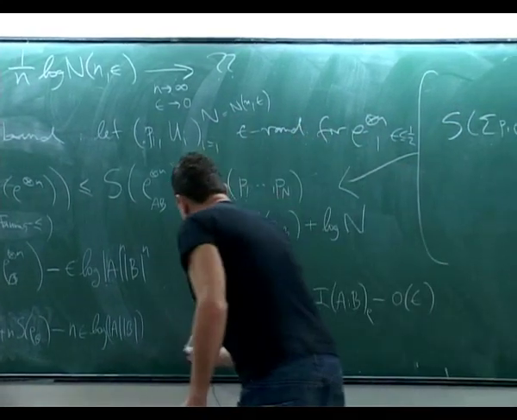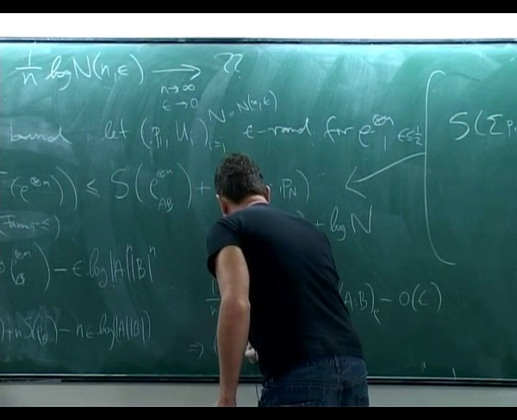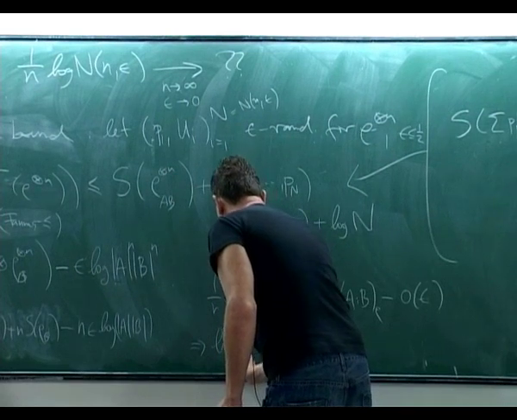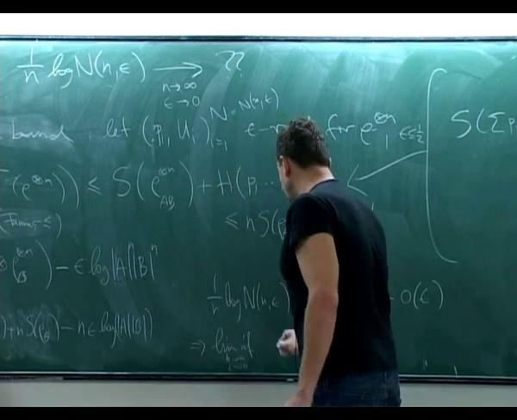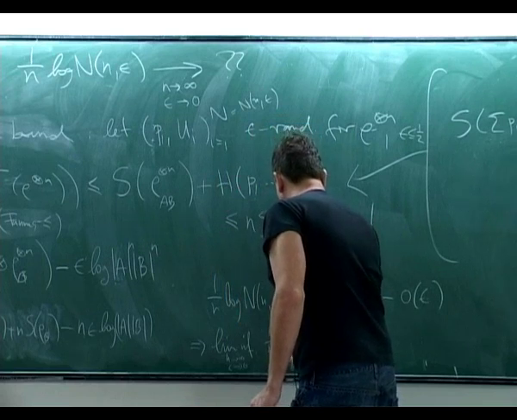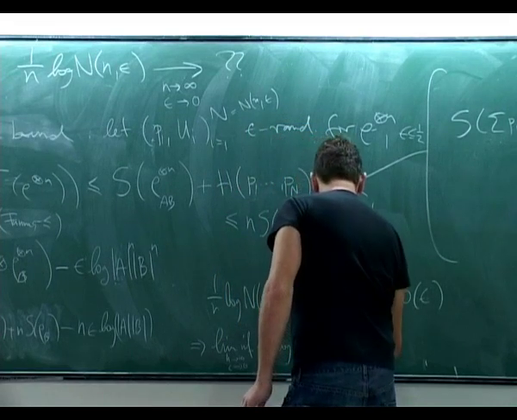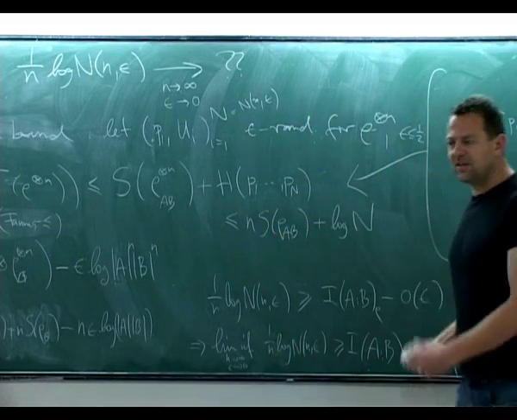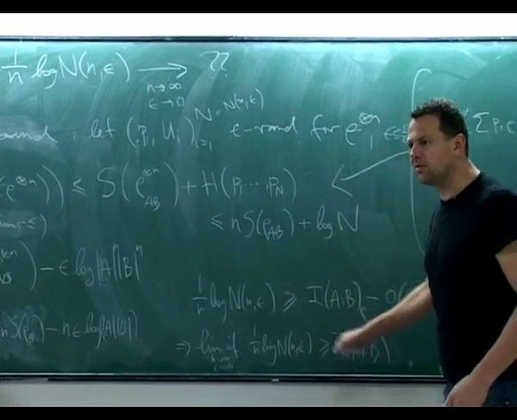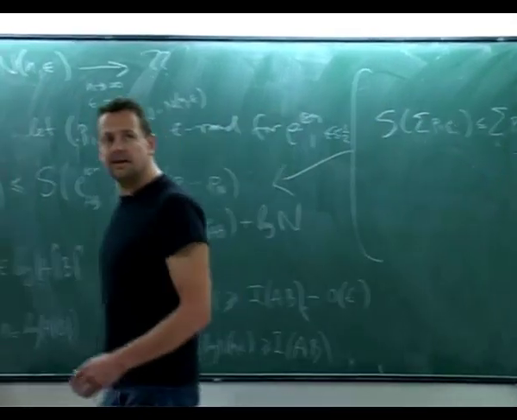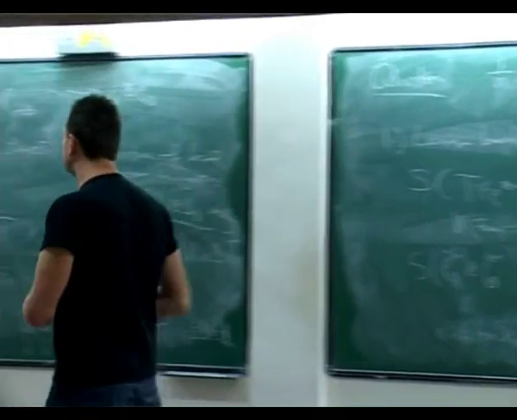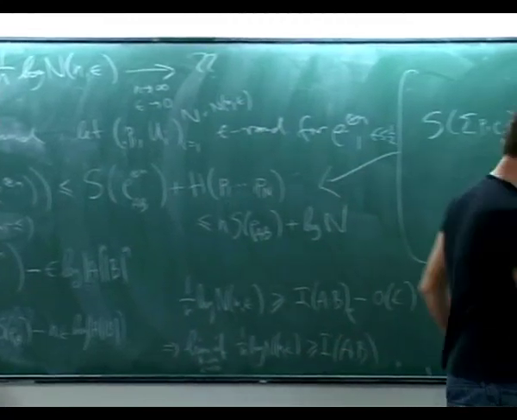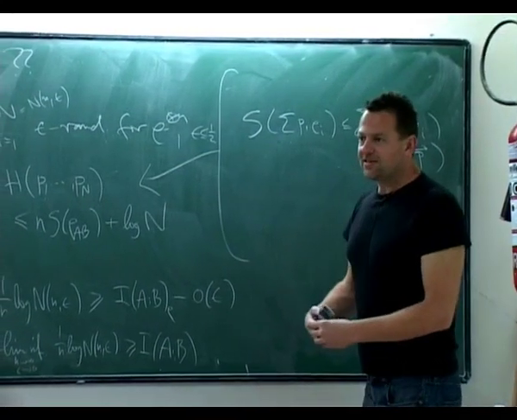Yeah, so that proves that the lim inf as n goes to infinity and epsilon goes to zero in an arbitrary way of this number here is larger or equal to the mutual information. And you can guess I wouldn't have written this if I couldn't prove that actually you have also an inequality in the other direction. And that requires the matrix sampling bound. So any questions up to this point?